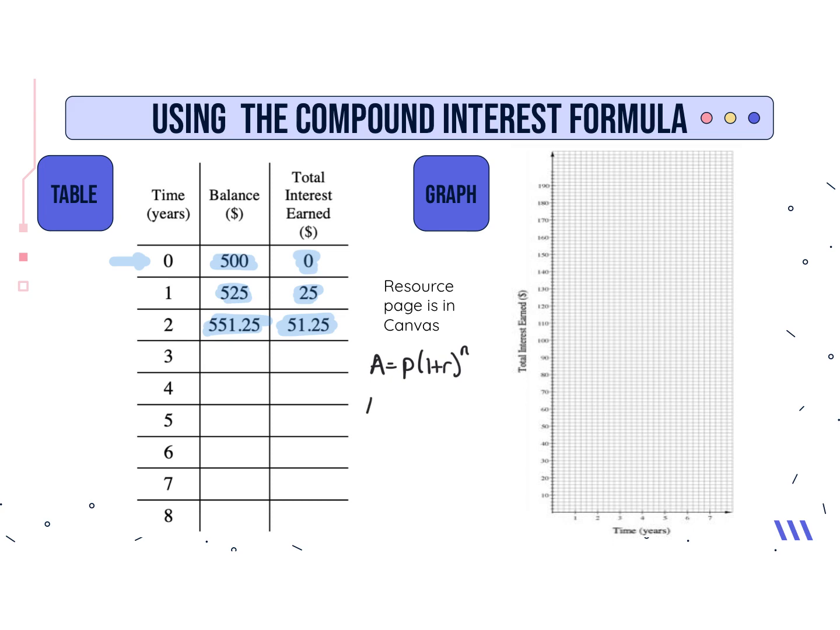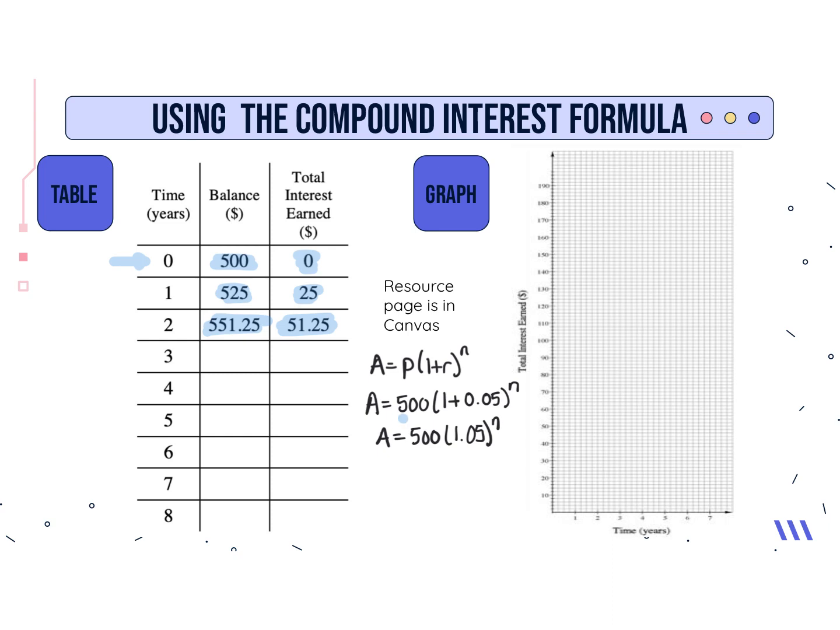We have an equation, which is A is equal to P times 1 plus R to the power of N. Let's figure out what this is. It is A is equal to 500 times 1 plus, what was our interest rate? It was 5%, so 0.05, and it's to the power of N. Again, we're going to continue to move through this. 500 times 1.05 to the power of N.